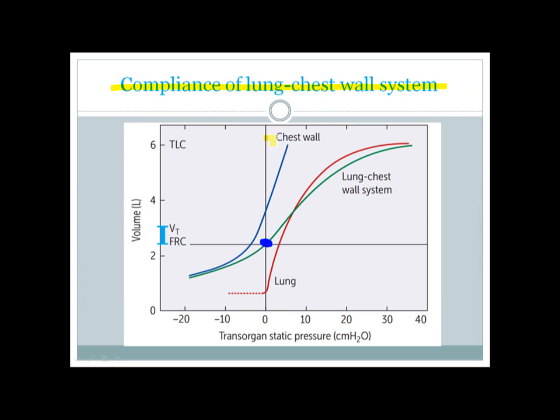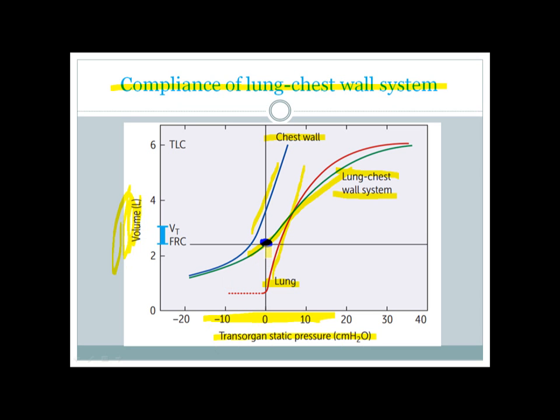Here you can see the compliance of the lung-chest wall system. This blue curve represents the compliance of the chest wall system, this red curve represents the compliance of the lung system only, and the green curve represents the lung and chest wall system together. As you can see here, the chest wall curve is steeper, and the lung curve is steeper, but the lung-chest wall curve is a bit flatter in comparison to chest wall only or lungs only. In those curves you can see the changes in the volumes according to changes in transmural static pressure. Whenever the pressure changes, the volume changes too.